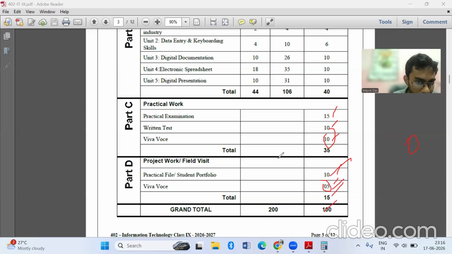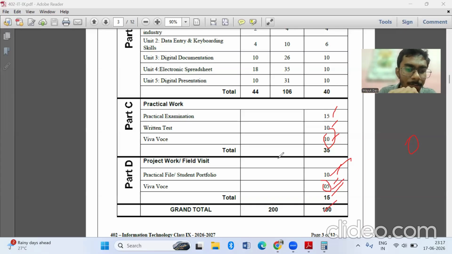But the portfolio should be good, because the portfolio, the practical file, and the practical examination, these are the two important parts of our entire 100 marks. If in 50 marks a student can score 45 marks, then it is very good. And it is also easy that a student can score 50 out of 50. So that is not a big thing.